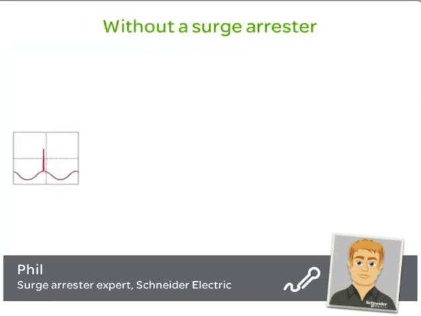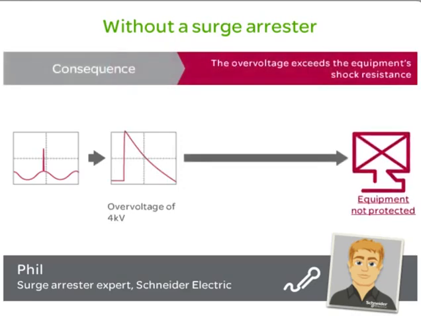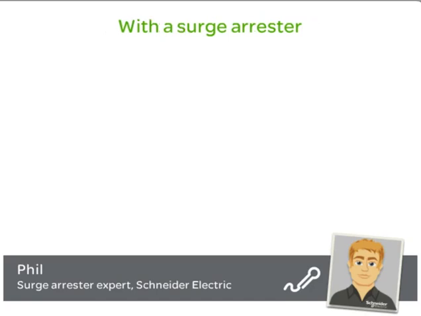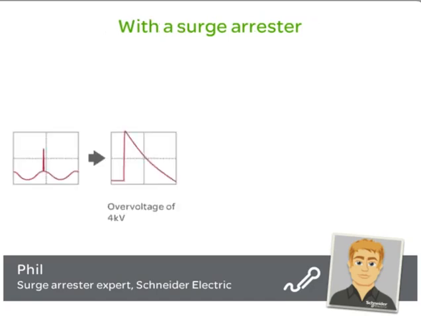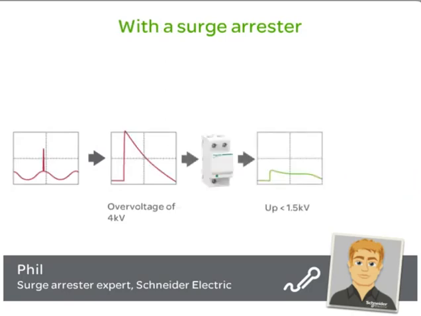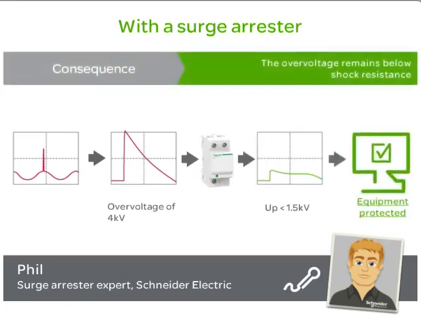In this example of an installation without a surge arrestor, the overvoltage wave reached 4 kilovolts, which is more than the connected equipment can withstand. Consequences: the equipment is not protected and is liable to be damaged. With a surge arrestor, the initial 4 kilovolt wave is limited, in this example, to a protection level Up of 1.5 kilovolts. Consequences: the equipment is protected correctly and continues to operate without any problems.